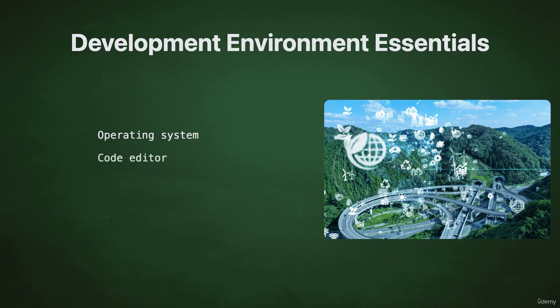In this presentation, we'll cover the key components of a development environment, including the operating system, code editor, version control system, and build automation tools. We'll also discuss the importance of setting up a consistent and reproducible environment to ensure that your code works the same way across different machines and team members.